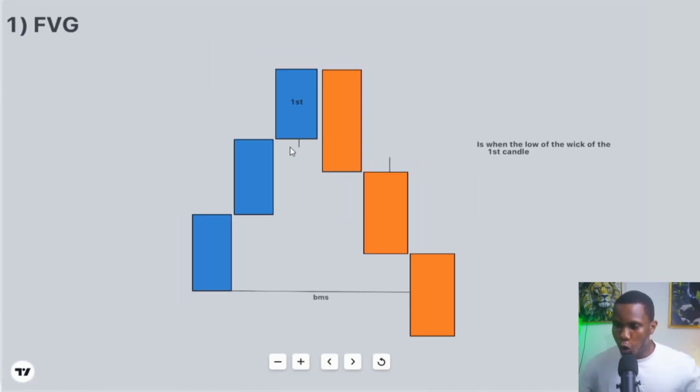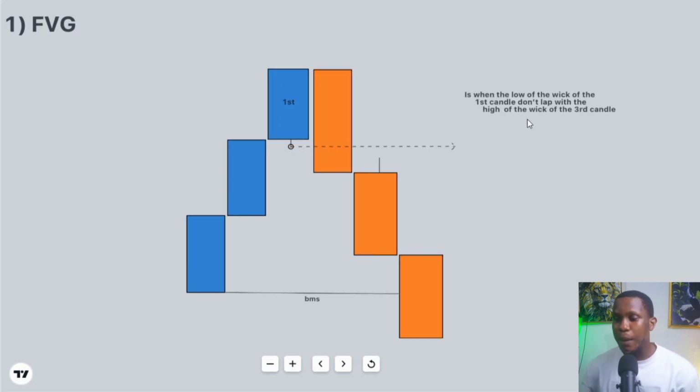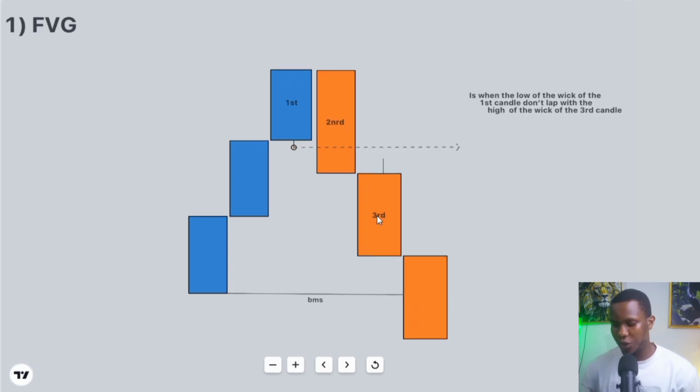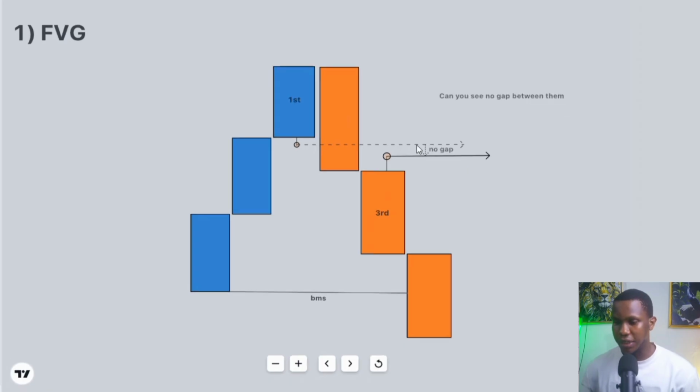It is when the low of the first candle, this is our first candle here, doesn't overlap with the high of the third candle. This is the second, third candle, and this is the high of this third candle. Can you see there is no gap between them?